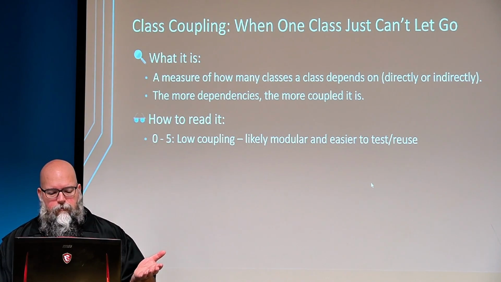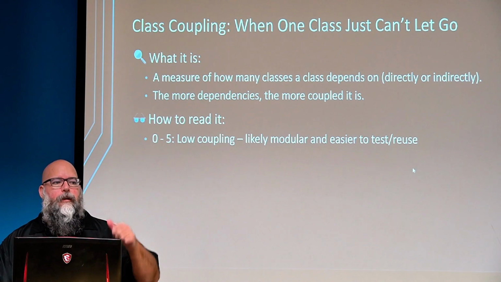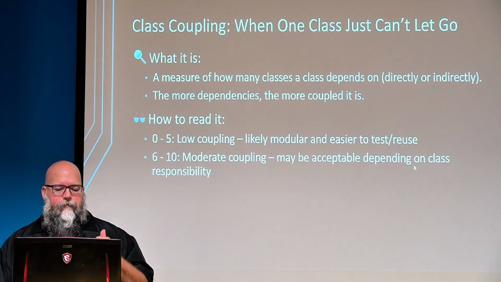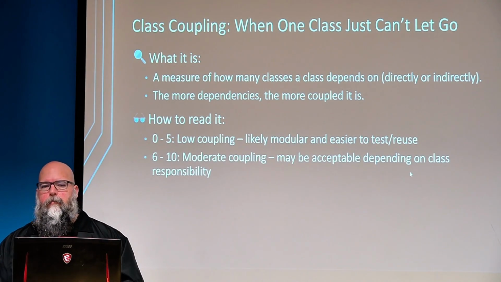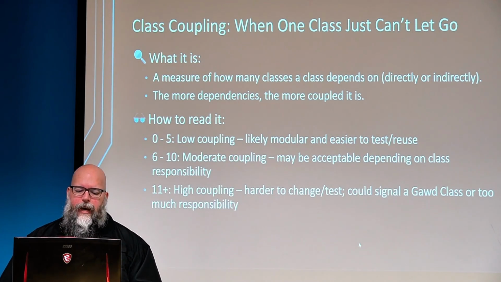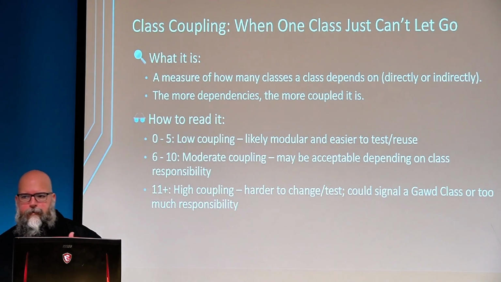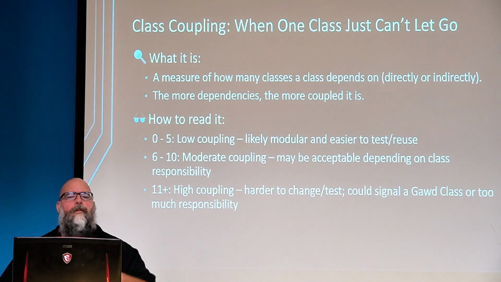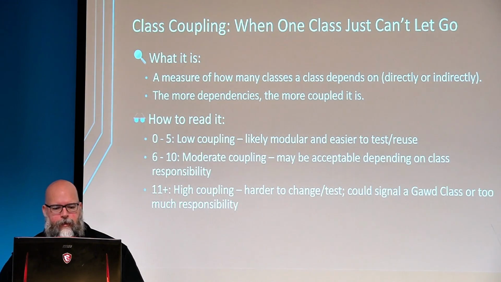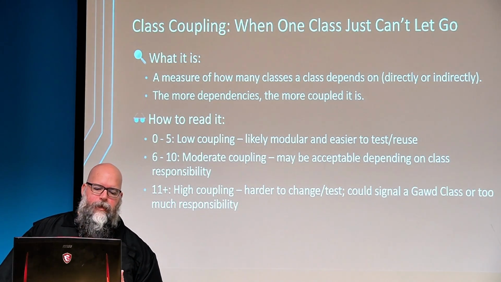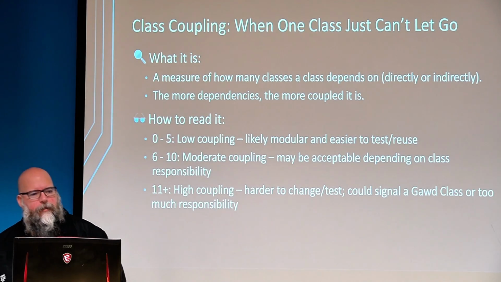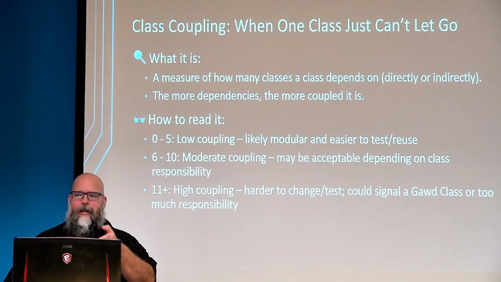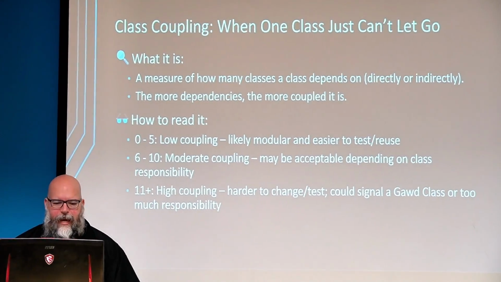So how to read it: 0 to 5, low coupling, so likely modular, easier to test and reuse. We want code that's easy to test and reuse. If it's 6 to 10, that's moderate coupling. And if it's 11 plus, it's high coupling. That's going to occur in cases where you have a God class, a class that knows too much or has too much responsibility. If we're good developers following SOLID principles, this speaks directly to the single responsibility principle, the S in SOLID.